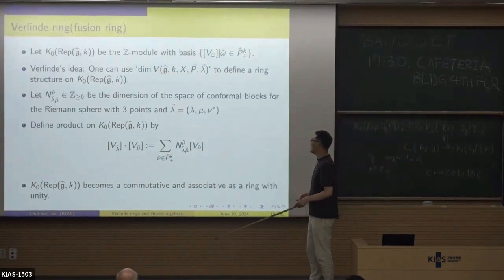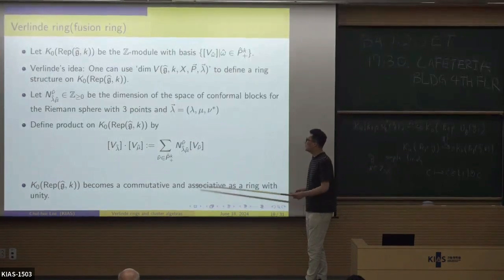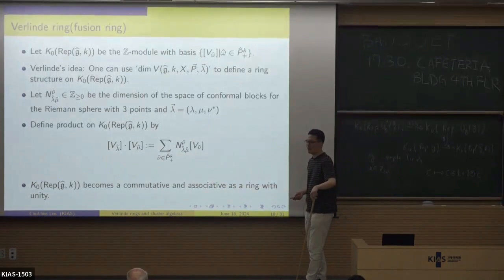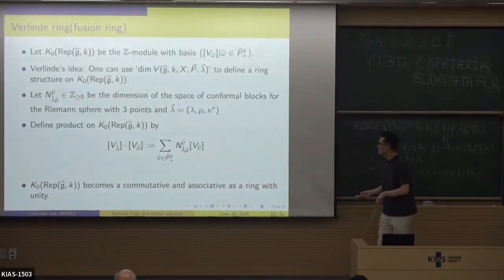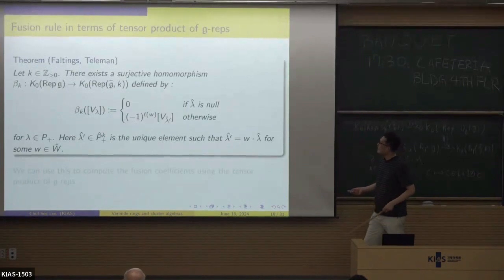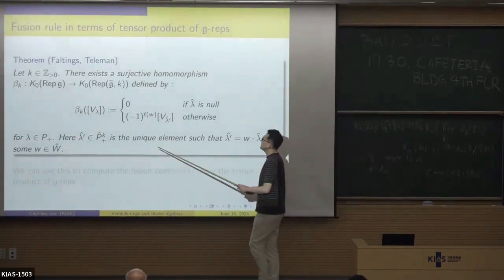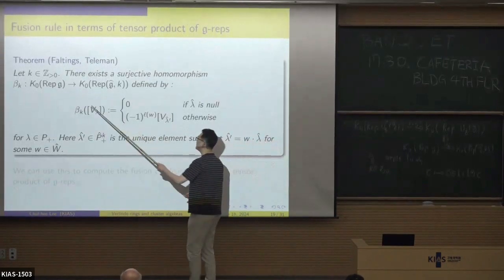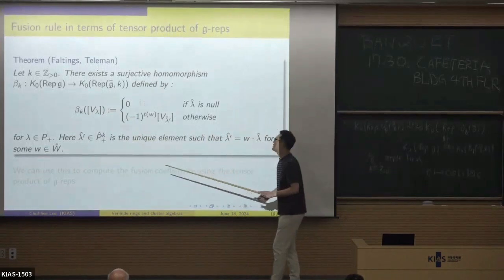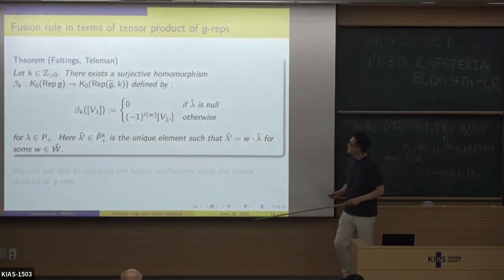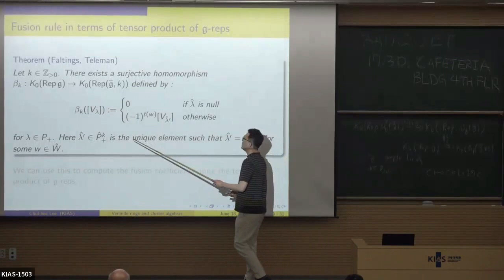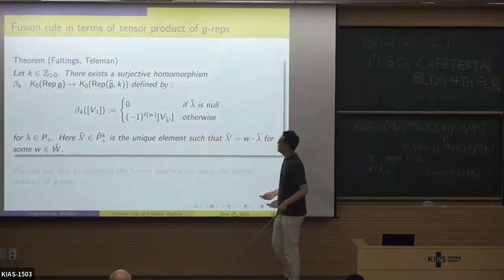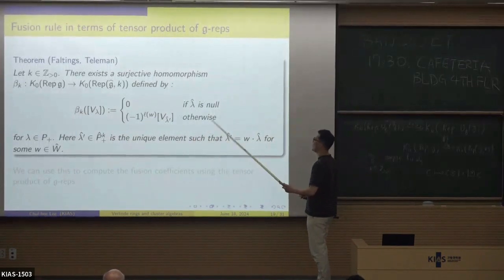And I think some people still regard it as an open problem to define this product in a more natural way. It's just too difficult, I think. But this theorem, due to Faltings, and Faltings did this for classical types and probably type G2, and Teleman did this for arbitrary types. One can establish the existence of a surjective homomorphism from K0 of Rep G to K0 of Rep G hat K.